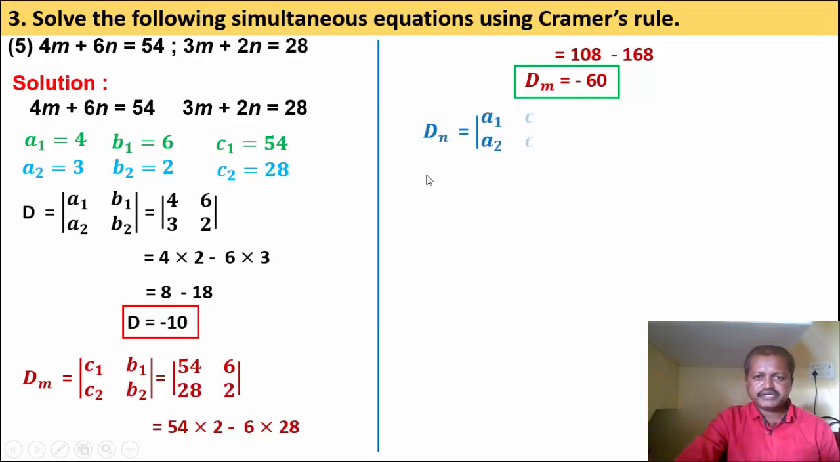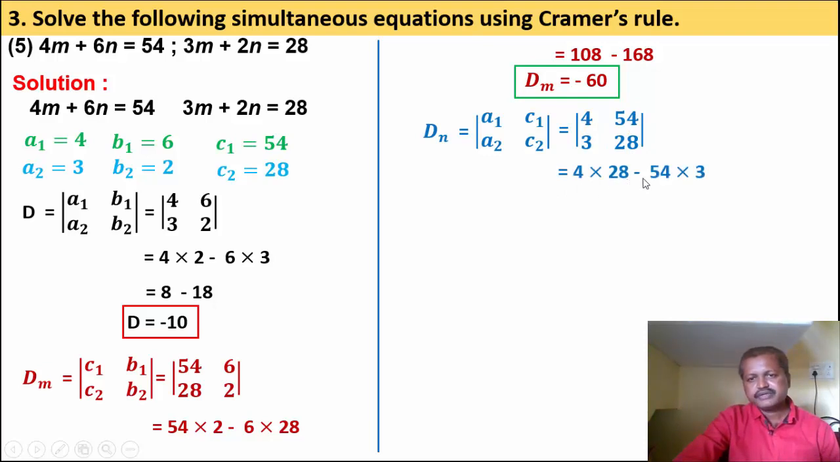Now calculate value for dn is equal to a1 c1 a2 c2. Now put up the values. For a1 c1, that is 4 54, and a2 c2 it is 3 28. Take cross multiplication, 4 into 28 minus 54 into 3. So 4 into 28 is 112 minus 54 into 3, that is 162. Now simplify this, you get minus 50. So dn is equal to minus 50.